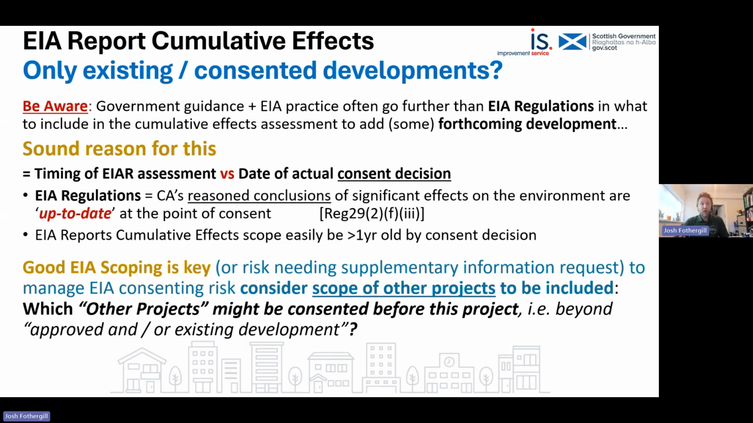If we don't get it right at scoping, if we don't identify the right things, and get the right content into that EIA report, then we are going to risk the need of you guys as planning officers needing to request supplementary information about other projects that get consent before our project is taken forward. So the other projects that we're considering are not just those that are existing or approved, but will inevitably have a little bit of a grey area into some of the other projects that are advancing at the time.